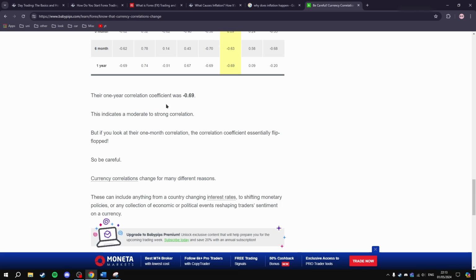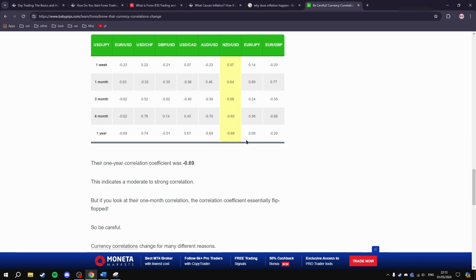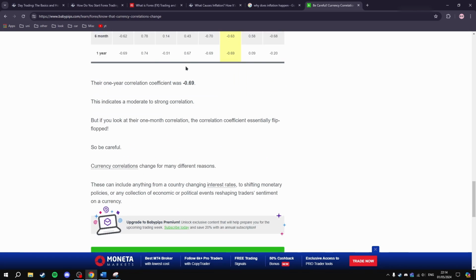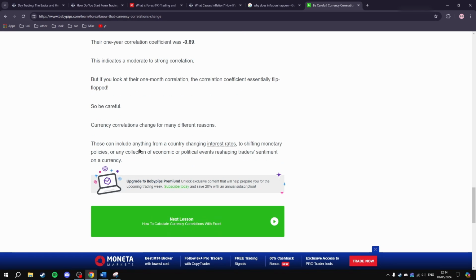Their 1-year correlation coefficient was minus 0.69. This indicates a moderate to strong correlation. But if you look at their 1-month correlation, the correlation coefficient essentially flip-flopped. So be careful. Currency correlations change for many different reasons.